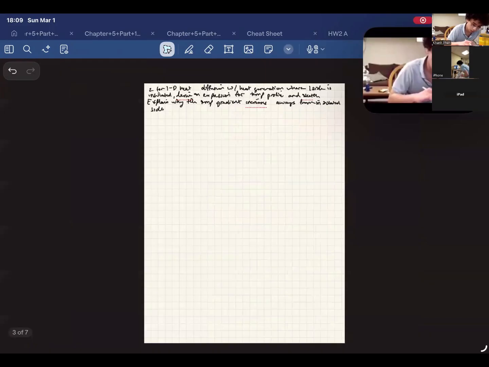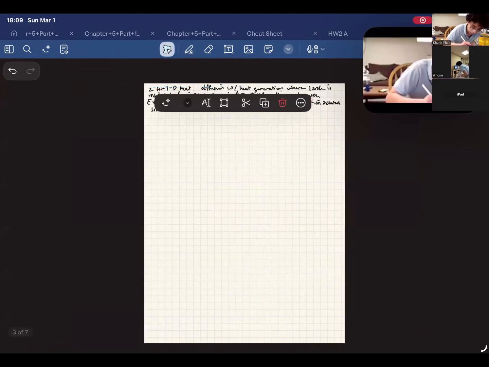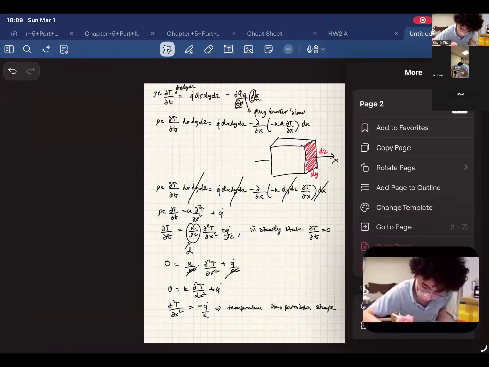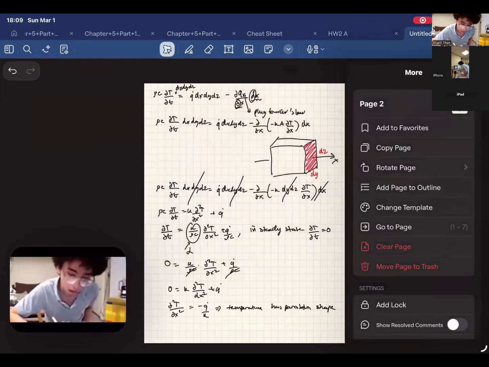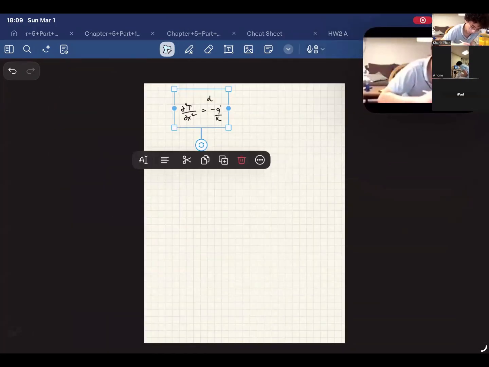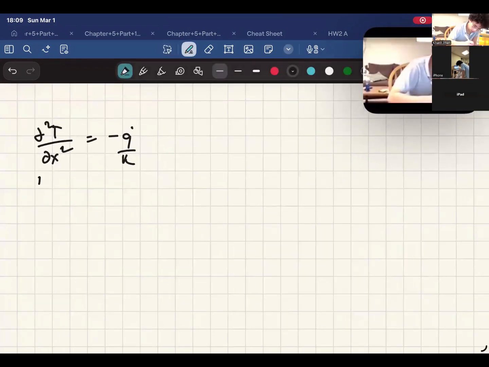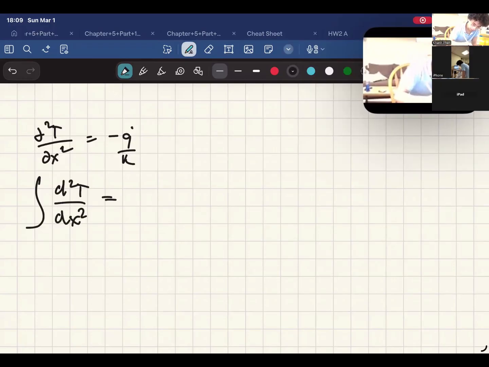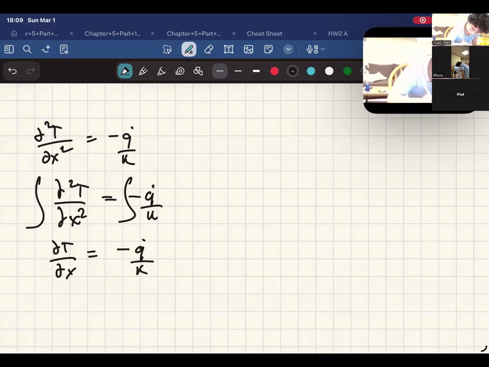Over here, oops, sorry, that was for the next part. I'm going to add another page here. And so let's say the integration of this is equal to dT, the change in temperature with respect to distance, is q over k x plus c1.